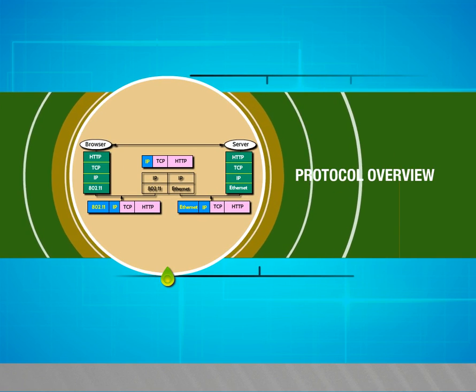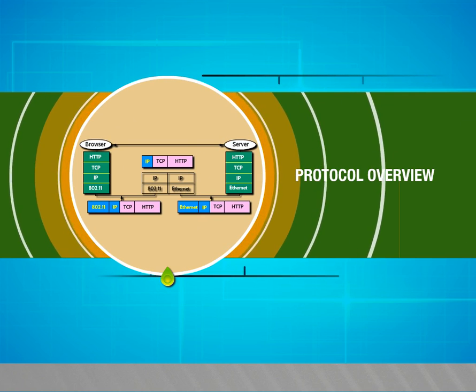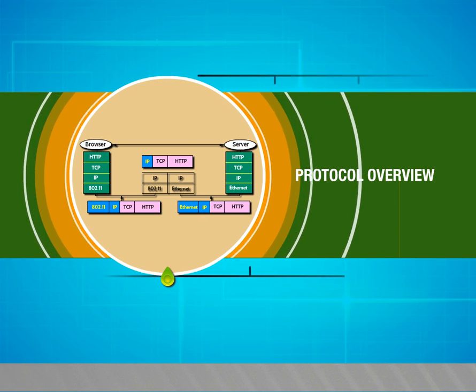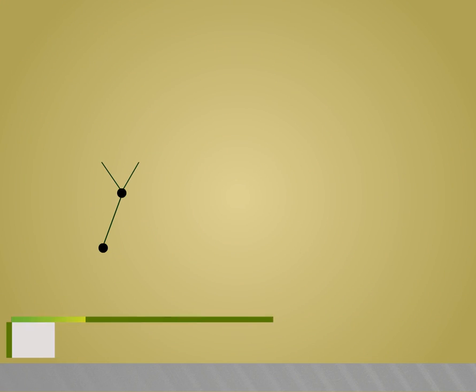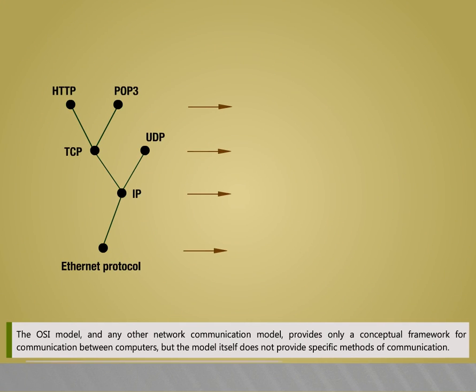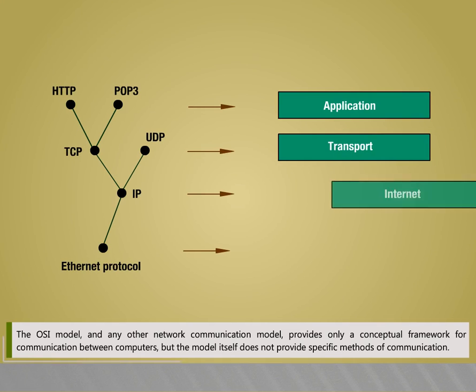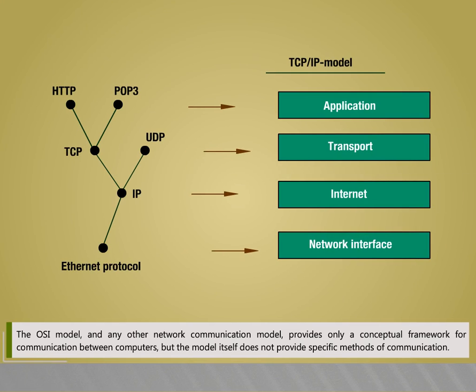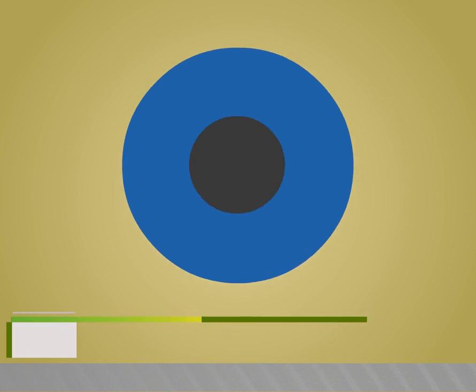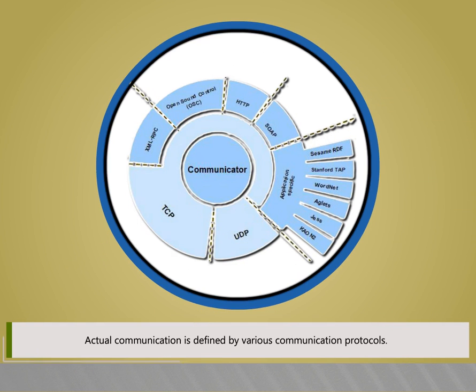Protocol overview. In this video, we are going to see the overview of protocol. The OSI model and any other network communication model provides only a conceptual framework for communication between computers, but the model itself does not provide specific methods of communication. Actual communication is defined by various communication protocols.